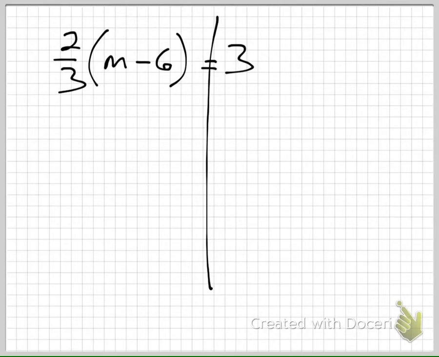Technically, you could multiply both sides by 3/2 right now. I want you to see that. If I multiply both sides by 3/2, what would that do here? That would get rid of what? 2/3. That would get rid of this. That leaves me with m minus 6. Does that make sense? I technically could do that. But we're going to go through what we normally do.